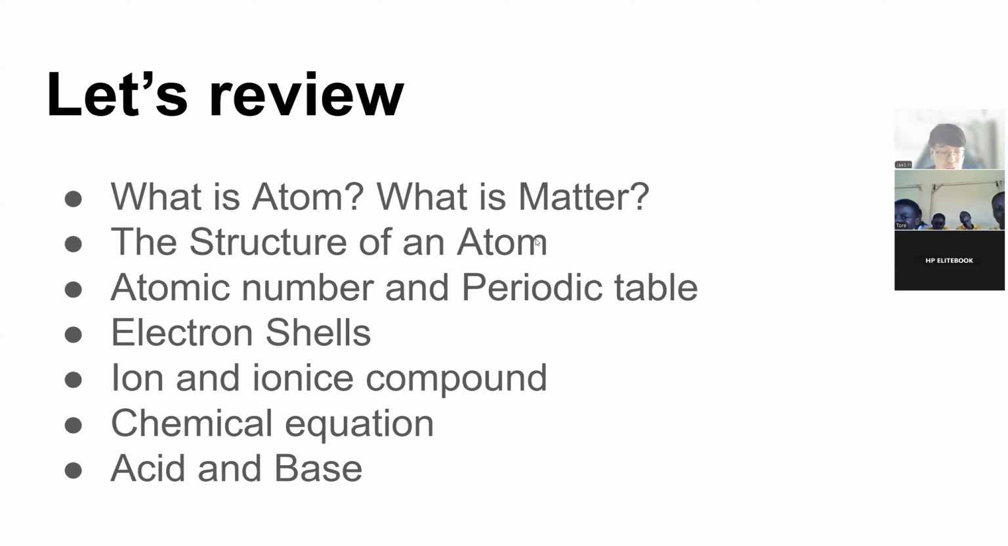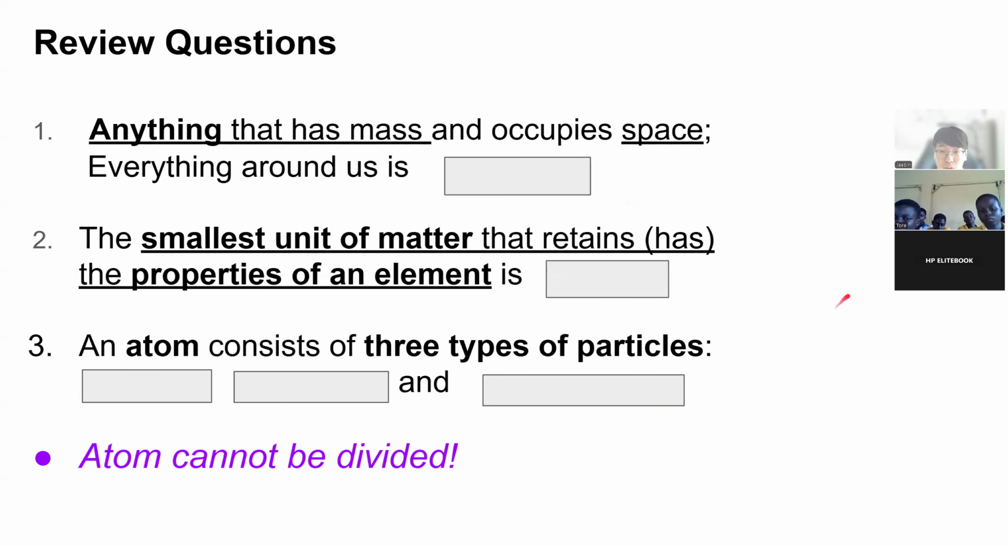So let's first review what we learned last time. Last time we learned what an atom is, what matter is, the structure of an atom, the atomic number and periodic table, and electron shells, ions and ionic compounds, chemical equations, and acids and bases. So let's start with some simple review questions.